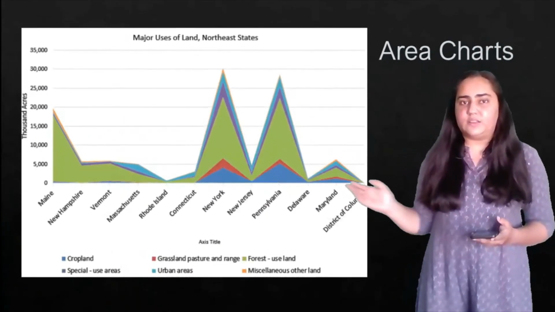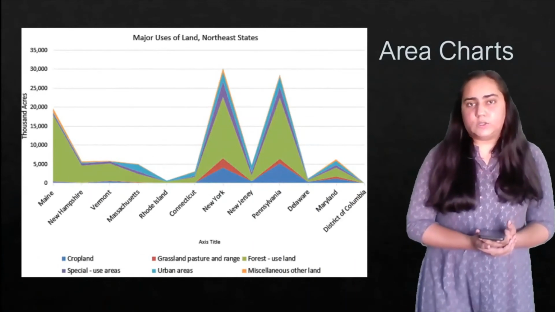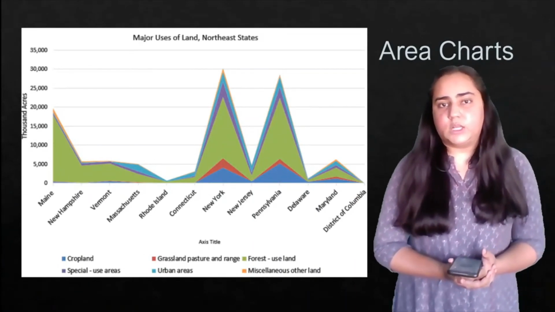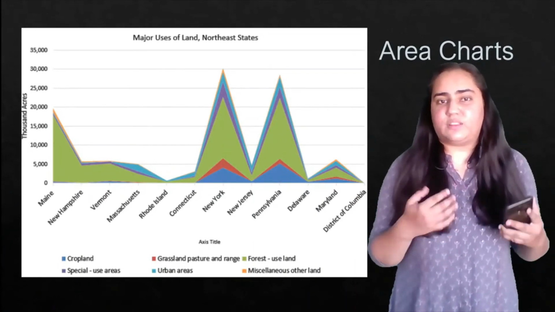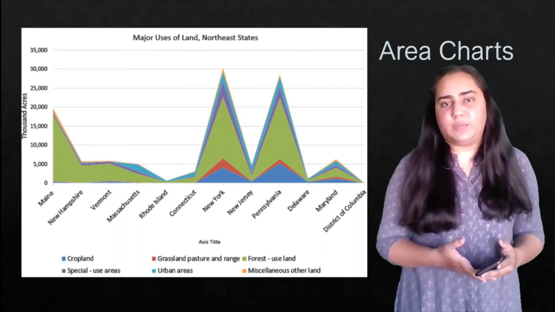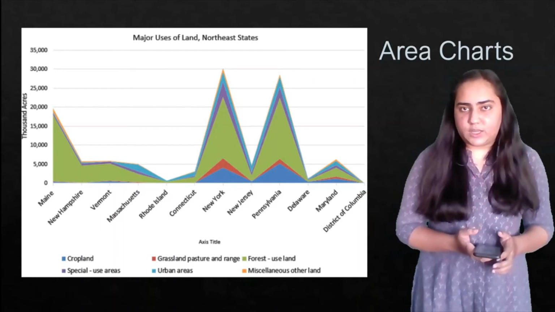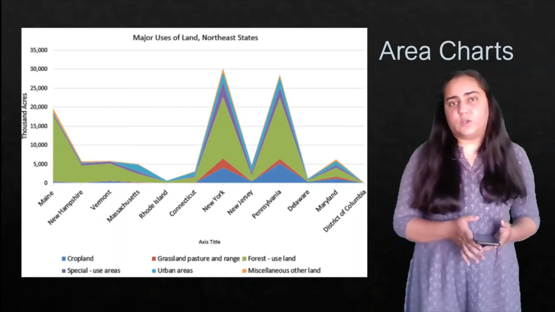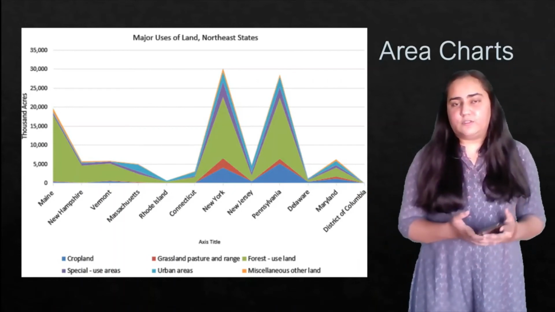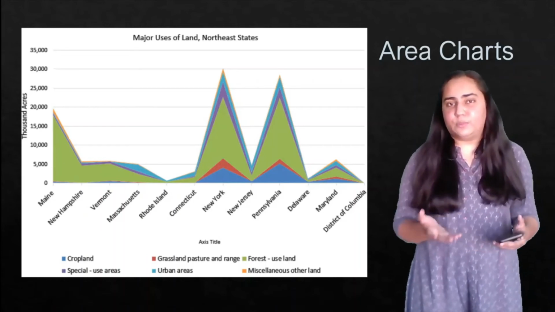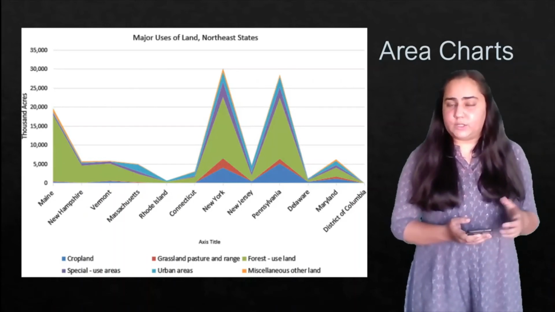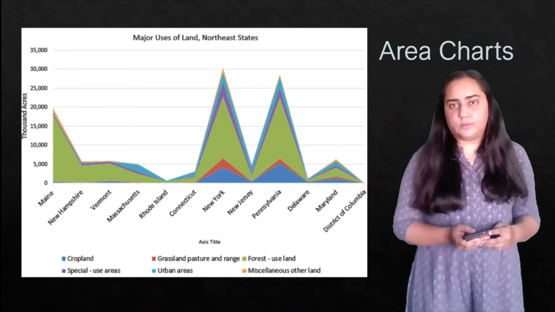This is an example of an area chart. You can see there are different areas shown with different colors, and those colors make it easier for you to understand how this chart is working. If you'd like to take a closer look, I'd encourage you to pause the video here and maybe zoom in and take a better look at this area chart.